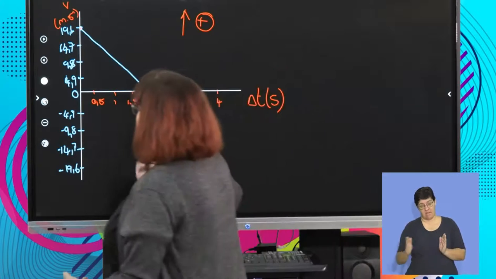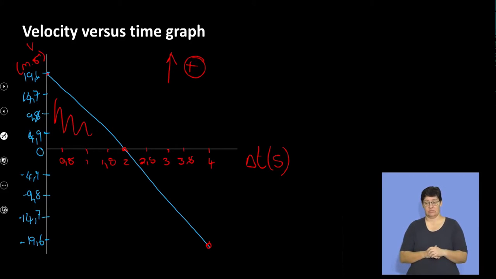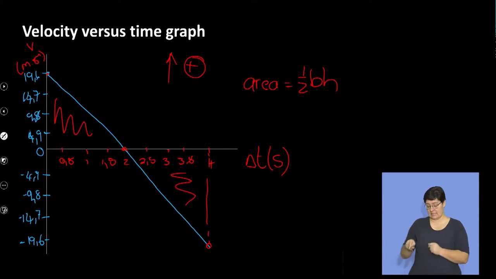So when we look at this and we go this area, and it's a triangle, remember that's a half base times height, gives me the distance. If I want the total displacement, I have to add it to this area. But that area is negative, and the two will cancel out.